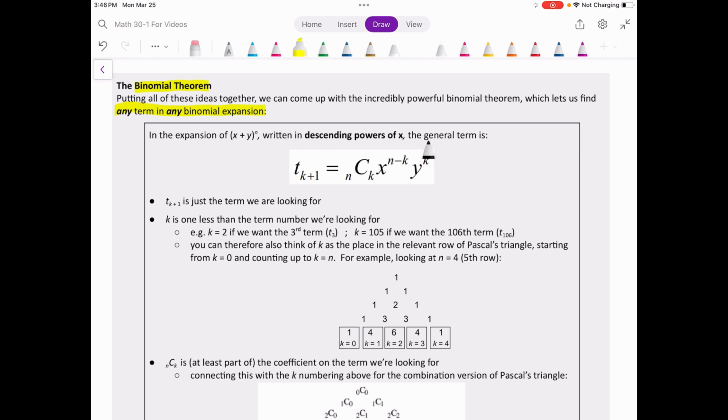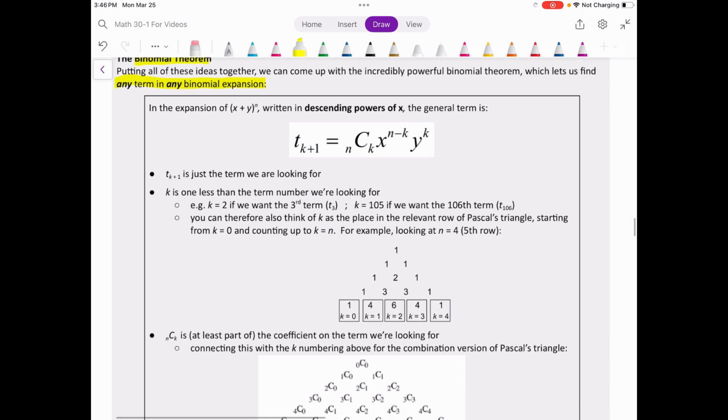Typically, we're not that interested in doing that all the time, but we are interested in finding, like, the fifth term of this binomial expansion or something like that. And this will let us do that. So what is this, t k plus 1? Well, that's just the term we're looking for, right?